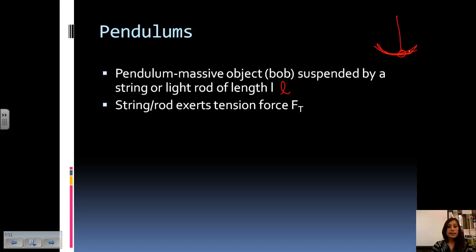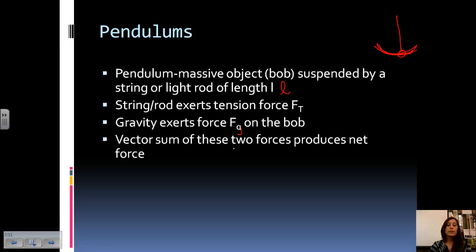The string or the rod exerts a tension force, because remember, tension force is the force due to a string, and gravity exerts a force F of G on the bob. So we have the tension and the force due to gravity. The vector sum of these two forces is what produces the net force.